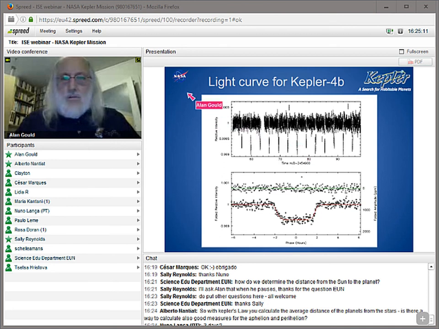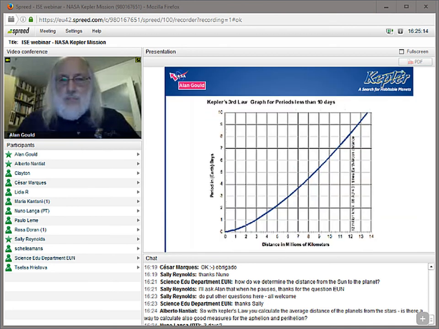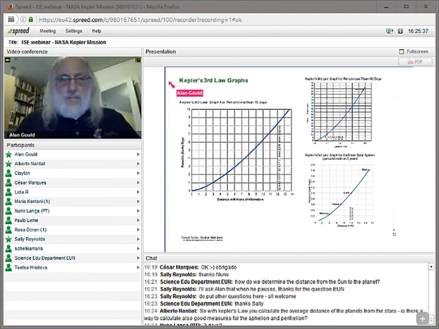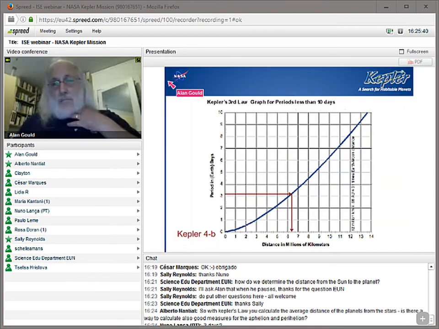Okay, so we said that was 3.2 days. Now, assuming that's a sun-like star, let's plot 3.2 days and calculate what its average distance is. This is graphically calculating. 3.2 days gives you about 6-point-something million kilometers. We usually will convert things to AU, the average distance of the Earth to the Sun, but in this case, we're using millions of kilometers.